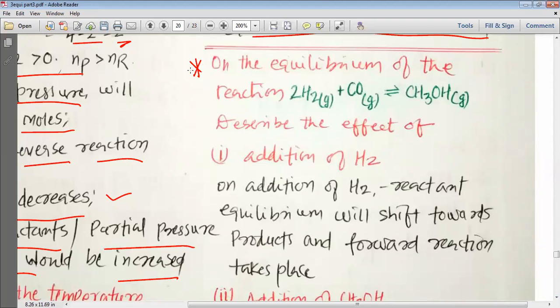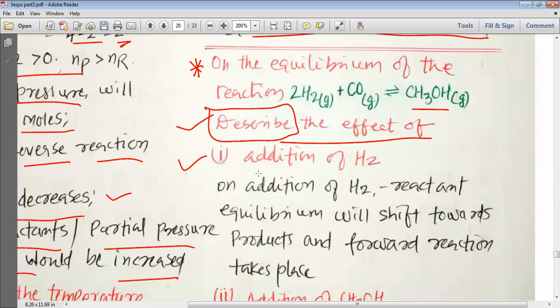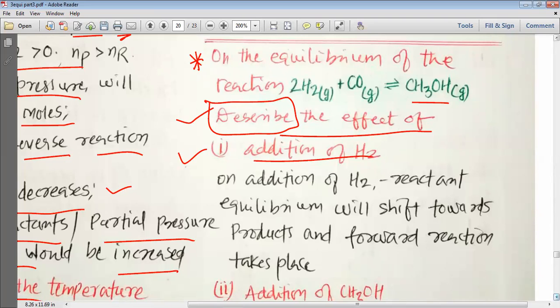Now, my dear students, we have one more question to solve. On the equilibrium of the reaction 2H2 plus CO gas that gives CH3OH gas, describe the effect of addition of hydrogen. So, we need to describe the effect of addition of hydrogen. Let us look at that. What happens if we add hydrogen? You can see here hydrogen is a reactant.